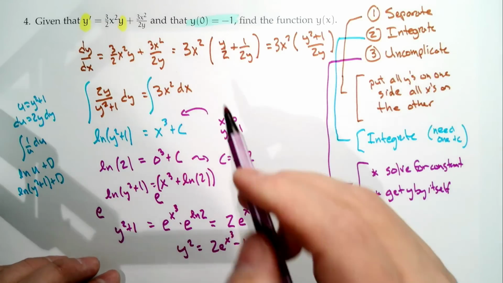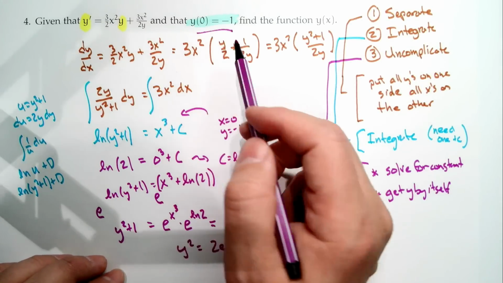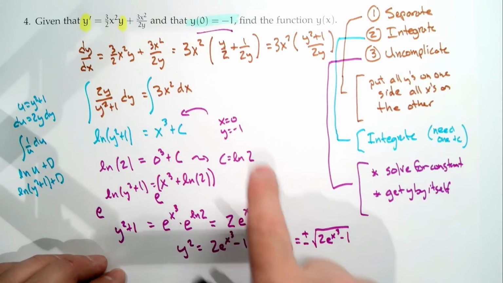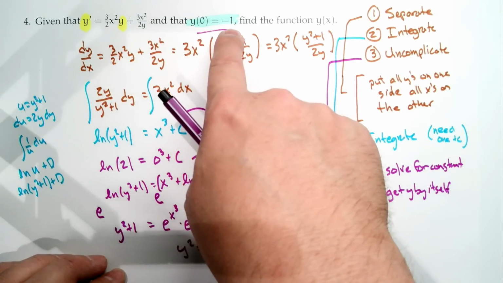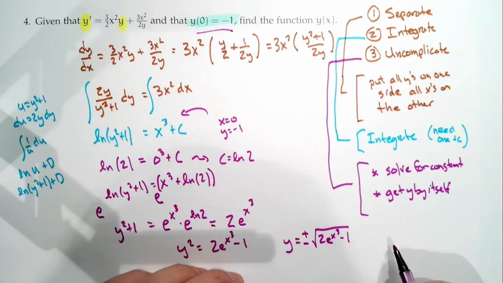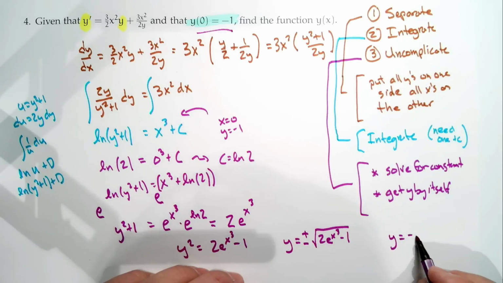Well, let's go back to our initial condition. Remember, this has to be satisfied. So I need to have, when I plug in 0, I get a negative out. So do I need to keep the plus or the minus? I got to keep the minus. So be careful. Be careful.